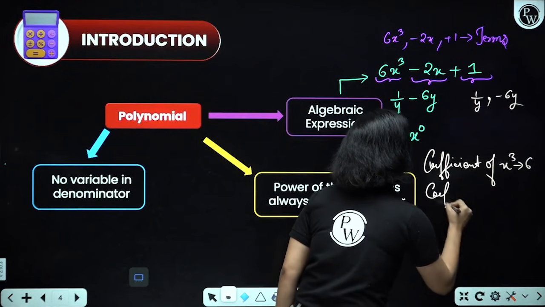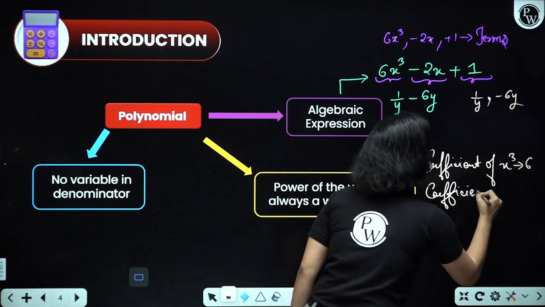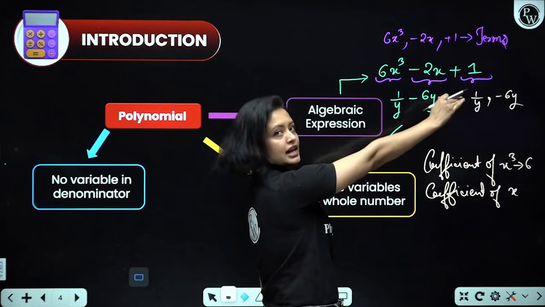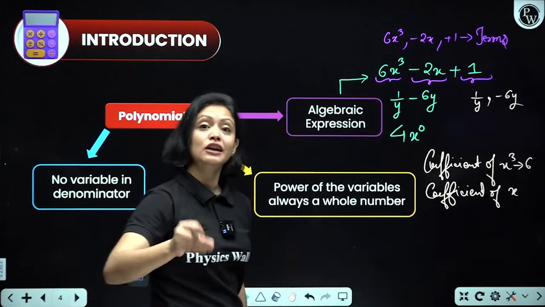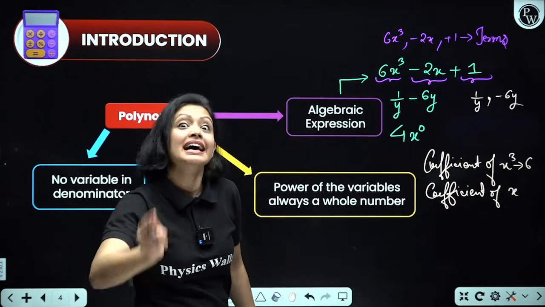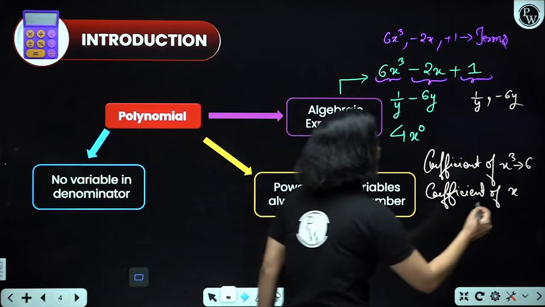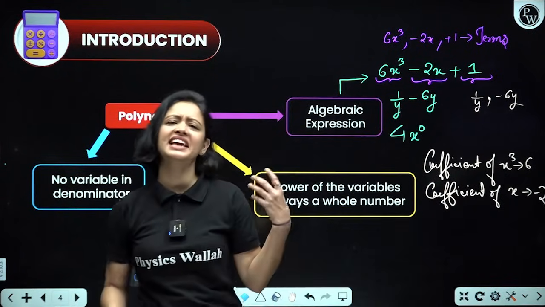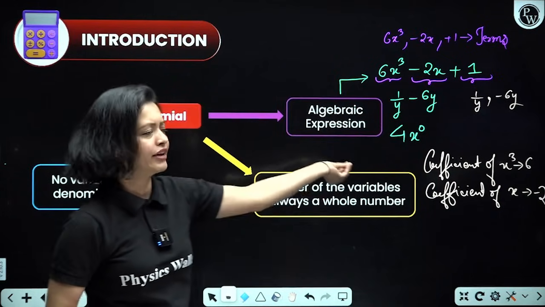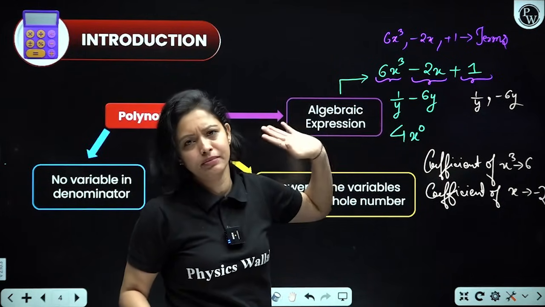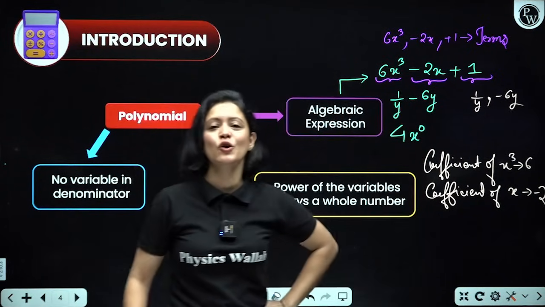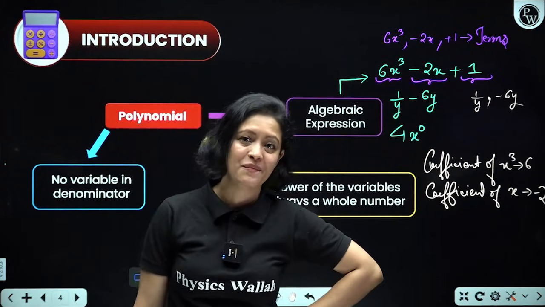Similarly, if you are asked what is the coefficient of x in the first algebraic expression, you will ask yourself, what is getting multiplied with x? The answer is negative 2, right? So the coefficient of x is negative 2. Whatever is getting multiplied with the variable, that would be the coefficient of that variable. It's as simple as that. Got it? So yes, this is all about algebraic expression.